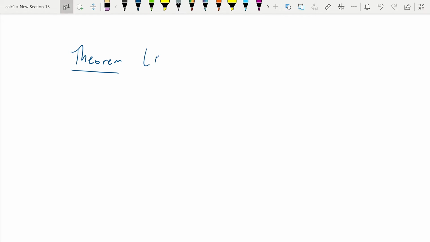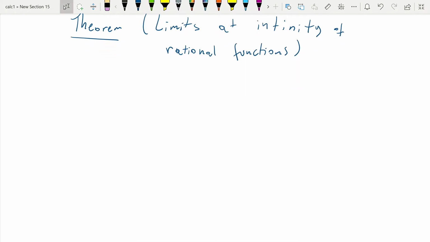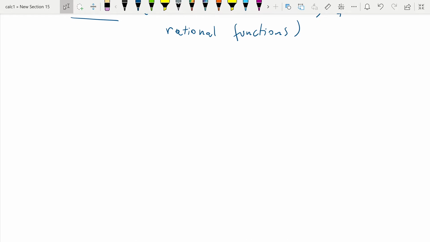So the theorem is about limits. It's about limits at infinity of rational functions. So we'll see shortly. This theorem actually applies. Well, the ideas behind the proof of this theorem also apply to more general expressions, not only rational functions. That's the last thing we'll do for this section.